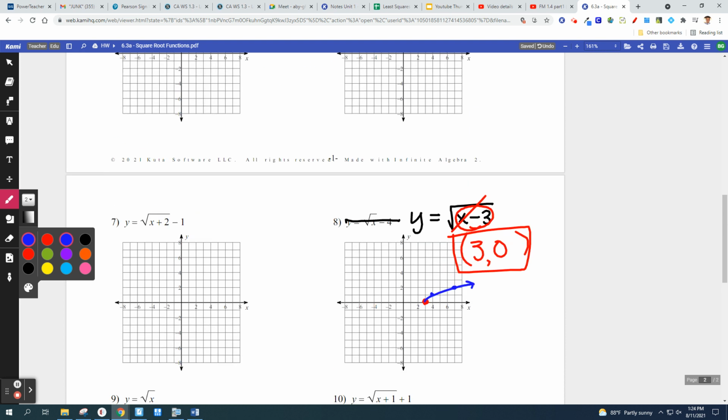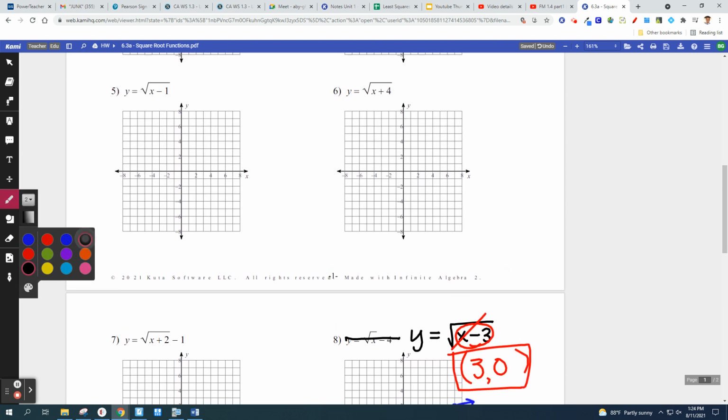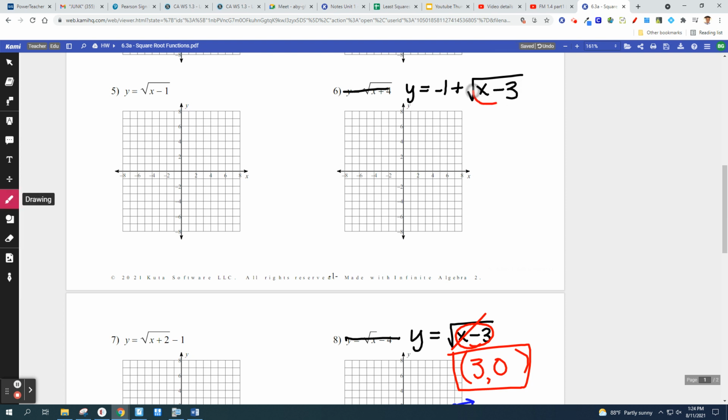One more, let's go back and look at number 6. Number 6 says y equals negative 1 plus square root x minus 3. So the exact same thing. We're looking for what makes the square root of 0, and that's going to be the number 3. So your vertex is going to be 3, comma, that drops off, and you're left with negative 1. That's your vertex, 3, comma, negative 1. Then the 1, 3, 5 pattern, over 1, over 3.